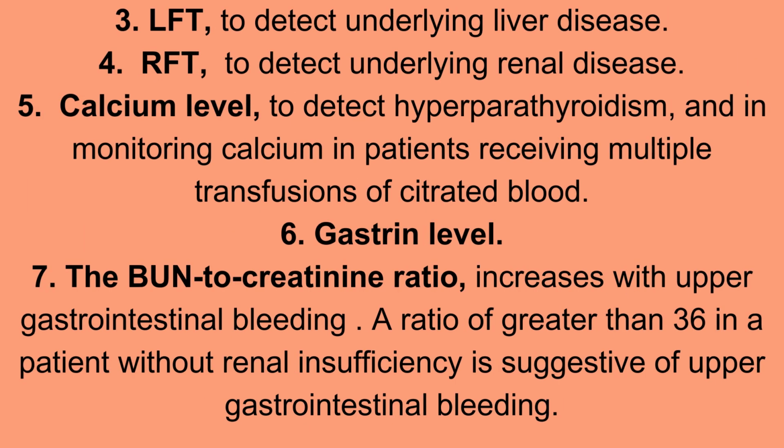3. LFT, to detect underlying liver disease. 4. RFT, to detect underlying renal disease. 5. Calcium level, to detect hyperparathyroidism, and in monitoring calcium in patients receiving multiple transfusions of citrated blood. 6. Gastrin level. 7. The BUN to creatinine ratio increases with upper gastrointestinal bleeding. A ratio of greater than 36 in a patient without renal insufficiency is suggestive of upper gastrointestinal bleeding.